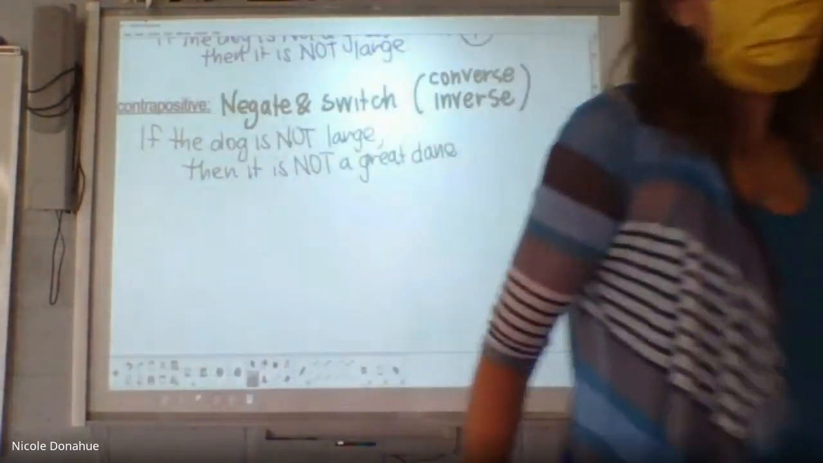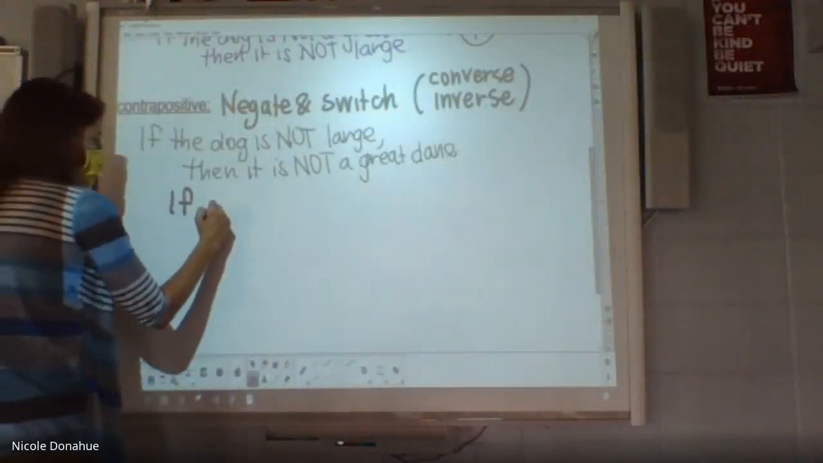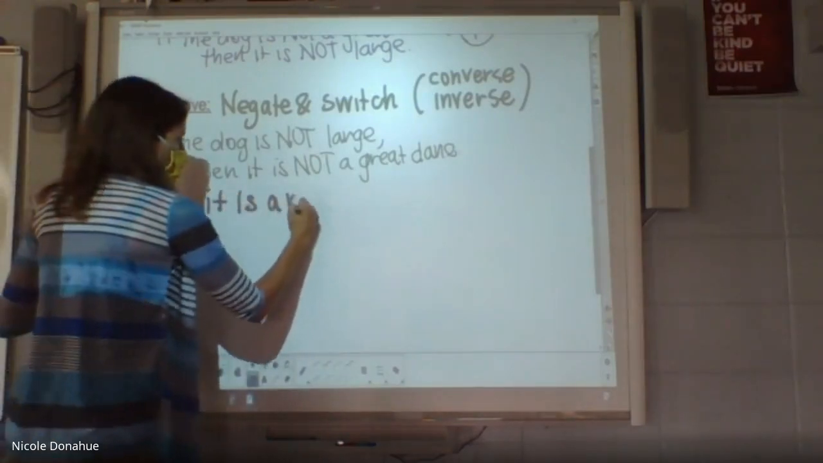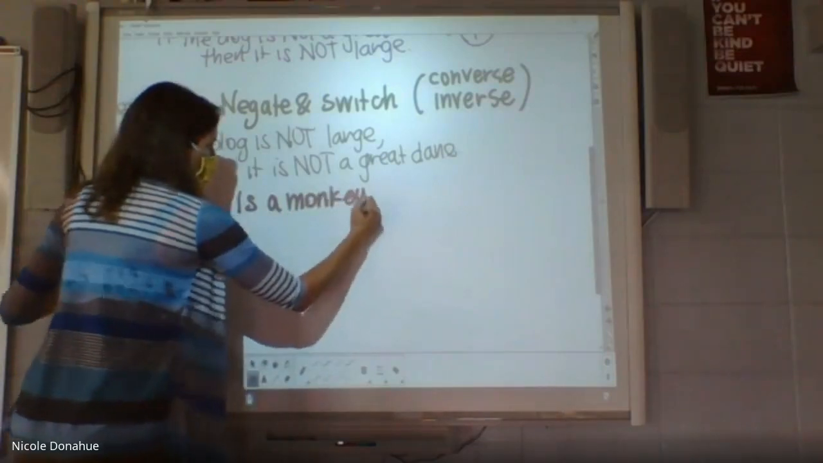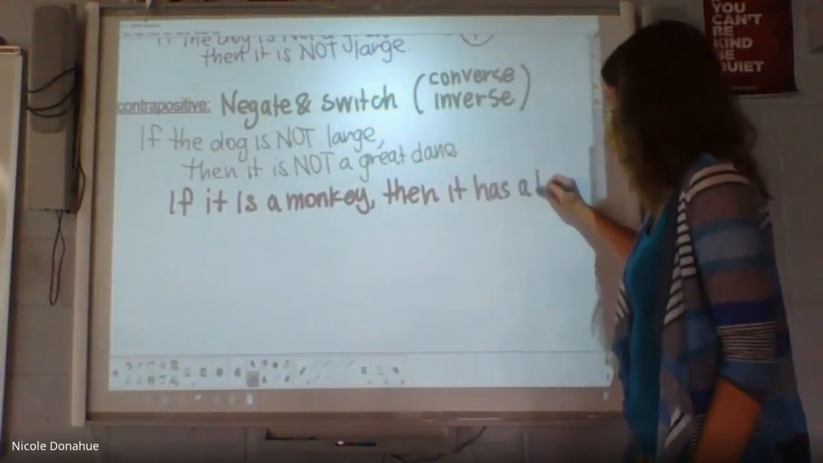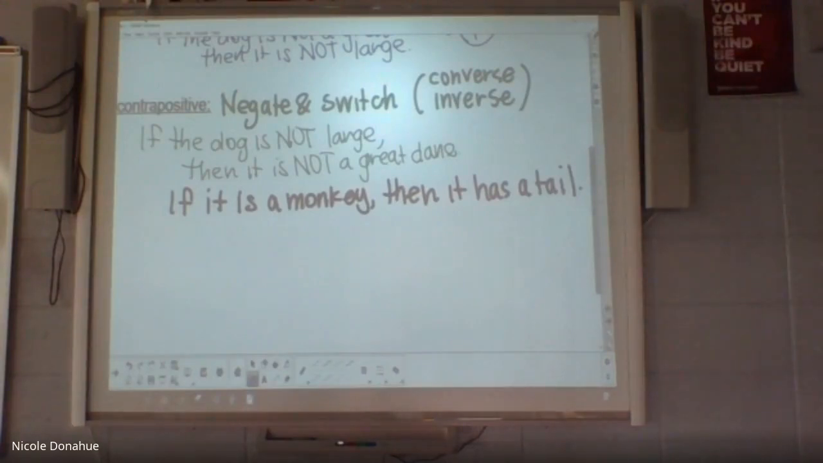All right, so we're going to use the monkey example. Let's use the example we started with at the front. If it is a monkey, then it has a tail. If you want to write this down, you can follow along. Basically what we know, and this is probably true, is if it is a monkey, then it has a tail. That's what the lady at the zoo was trying to get at when she told Larry that. So this is the if-then statement.